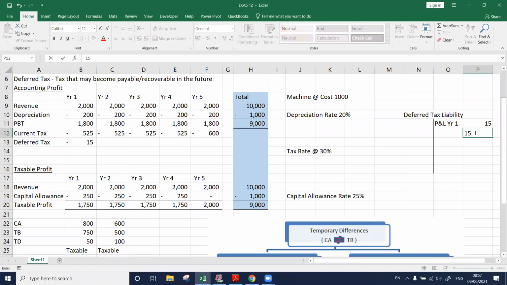Deferred tax liability account need to be credited by further 15.